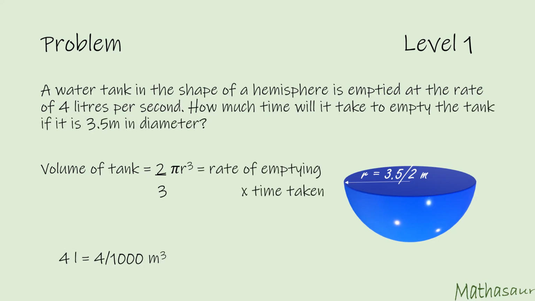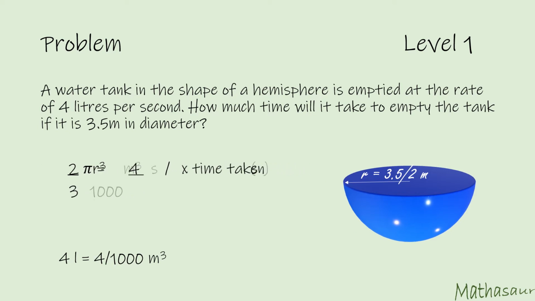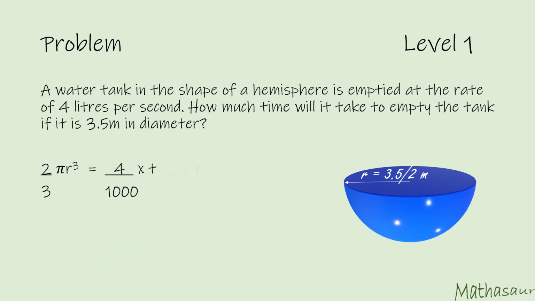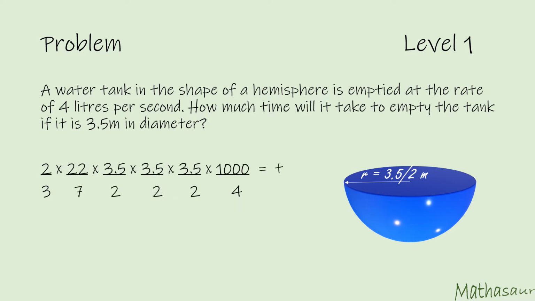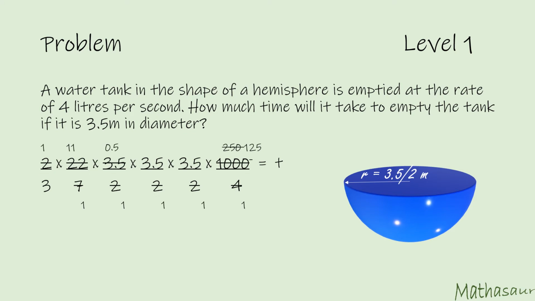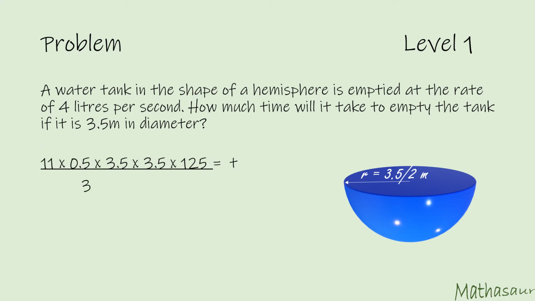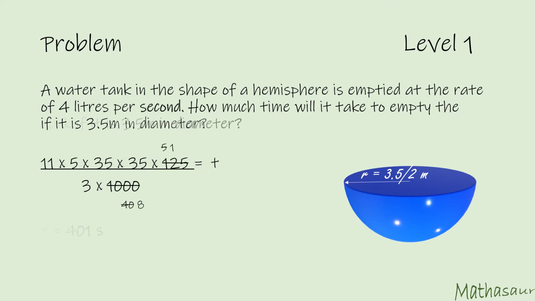Alright, now the volume of tank would also be equal to the rate of emptying multiplied by the time taken. Recall that the rate of emptying is per second. So my time taken would be in seconds. Let us substitute the values and cross multiply to find the time taken, or T. Let us simplify and calculate. We find that T is equal to 401 seconds.